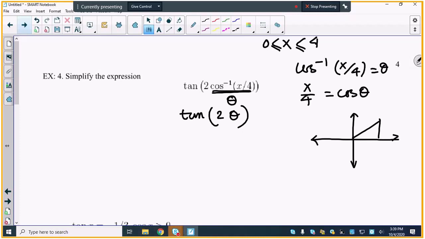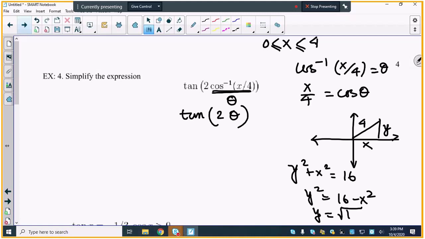Because it is cosine, the adjacent side is x, the hypotenuse is 4, and I want to know how much is y. Remember, y is going to be positive this time. So y squared plus x squared is equal to 16. So y squared is 16 minus x squared. As we have talked about, I want y to be positive, so y is going to be square root of 16 minus x squared.